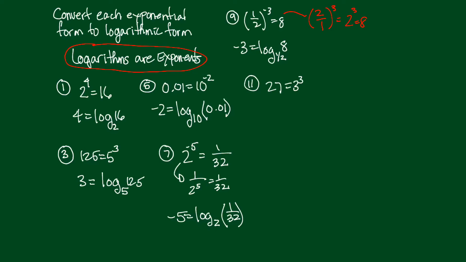And we'll finish this group off with this one here. 27 is 3 cubed. So this is the exponential form, convert to log form. Logarithms are exponents. The exponent here is that 3 up there. So it's going to be 3 is the exponent, log. Now the base here is that 3. So that 3 of 27.